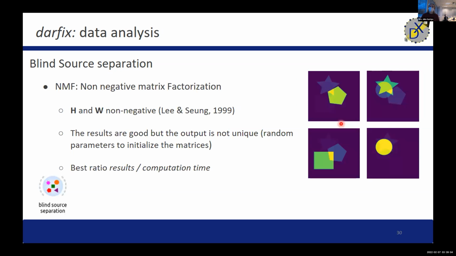And then we have NMF, or non-negative matrix factorization, whose only constraint is that the two matrices have to be positive. This method works actually pretty well, and it has the best ratio of results to computation time. So basically, if you don't have a lot of time to compute the blind source separation, you can use this method, and it's actually very fast. The only problem with NMF is that the output is not unique, because it has an infinite number of solutions.